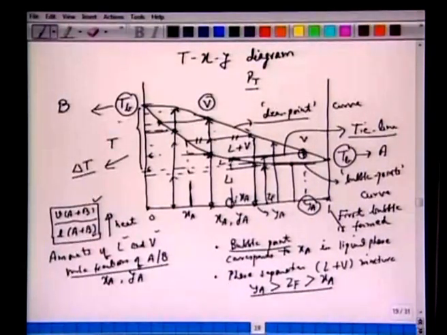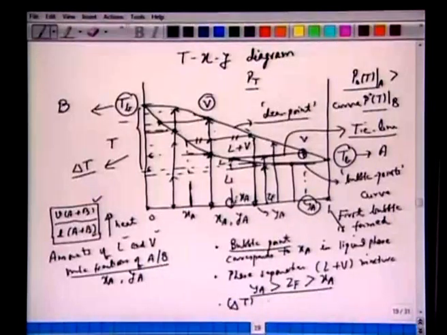And here one should also note that the boiling temperature of B is higher than the boiling temperature of A, because the vapor pressure of A is greater than the vapor pressure of B at any temperature. Okay, so we have the boiling temperature of A smaller than the boiling temperature of B. That means there is a temperature range. There is a delta T between the boiling temperature of pure component B and the boiling temperature of A, over which the boiling takes place.